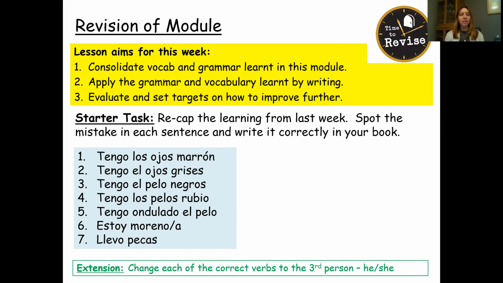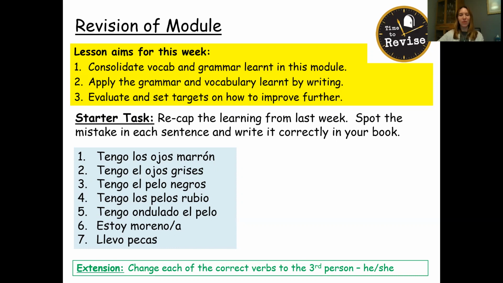Okay. There is an extension task as well to change each of the correct verbs to the third person. So that you would be changing it from the first person, which is tengo or I have, to the third person, which is he or she. Okay, so pause this video whilst you do that, and you're going to need about probably 3 to 4 minutes to complete that task. So pause me whilst you do that.